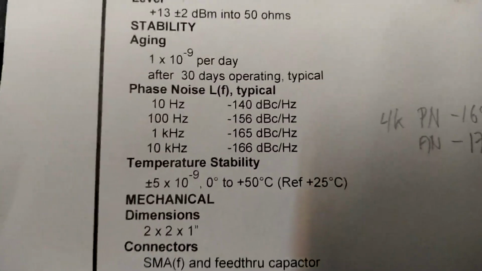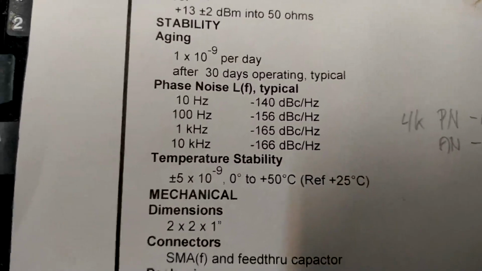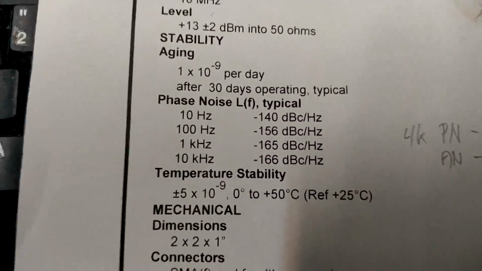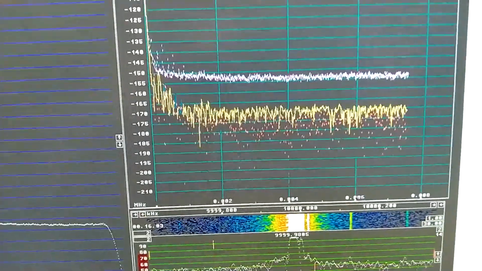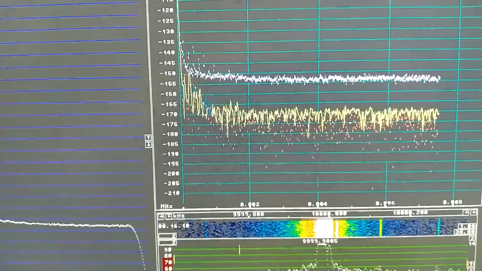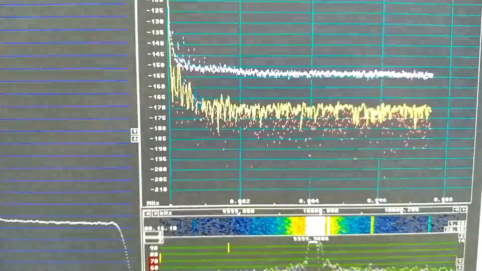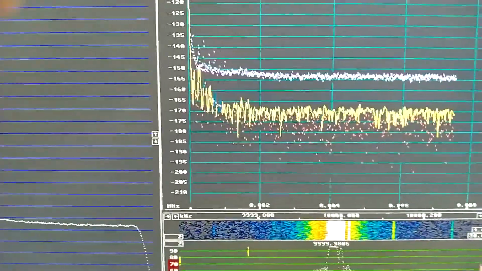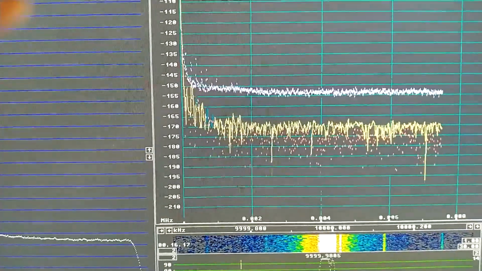It is supposed to be -166 dBc per Hertz at 10 kHz, or 165 at 1 kHz. That's not quite what I'm seeing. It looks more like -171, but it will take a long time before I have a flat line, because signal to noise ratio isn't very good with the current system that I have.